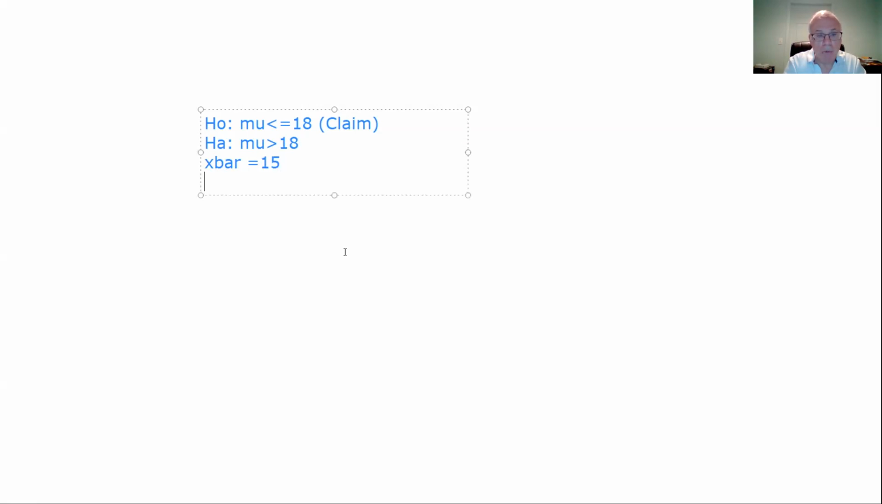And what else do we know? We know that the sample standard deviation is 2.2. All right. So that's our information. And the sample size, I guess we need to write that down, is 12. All right. So that's all of the information from the problem.